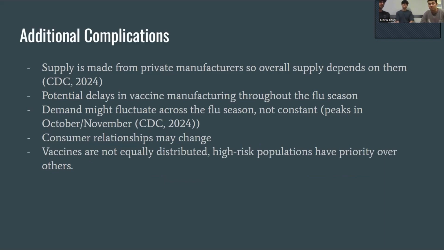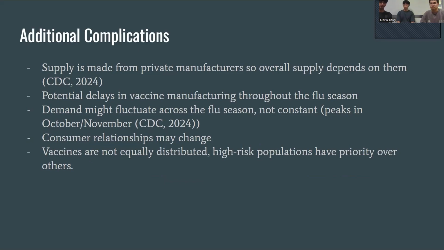So there are also some additional complications that don't really fit quite with the news vendor problem. These are some additional variables that can impact supply and demand. So supply is made from private manufacturers, so overall supply can depend on them. And there are times where there can be delays in manufacturing throughout the flu season.